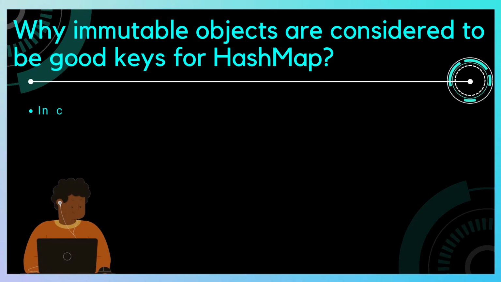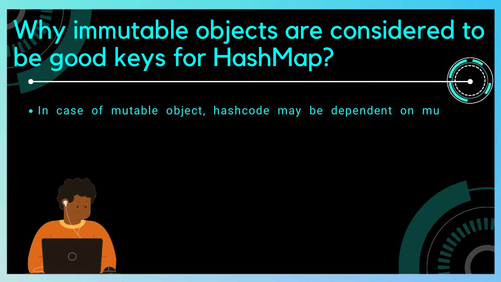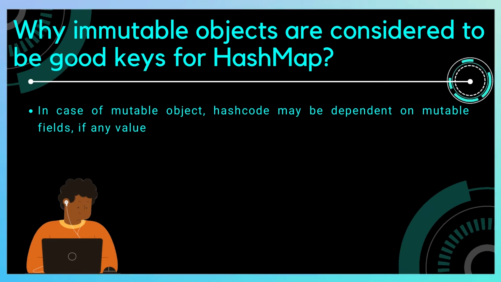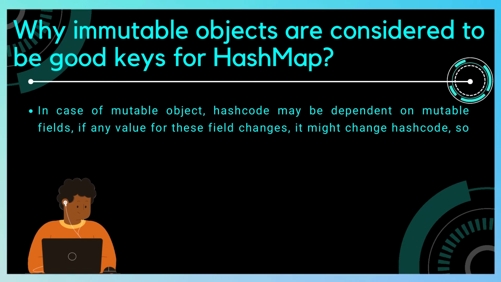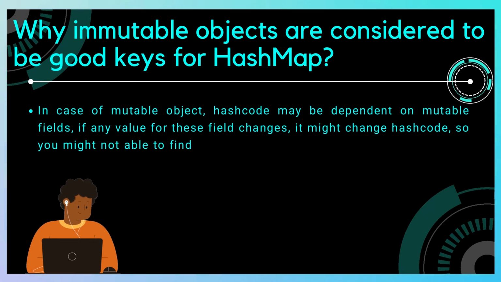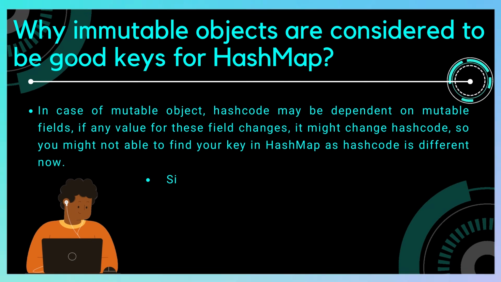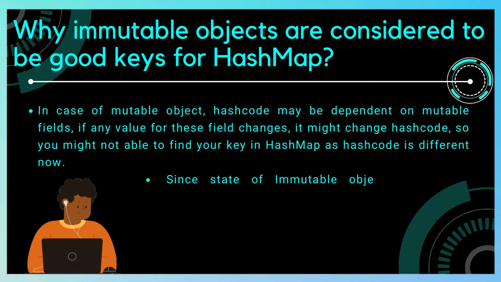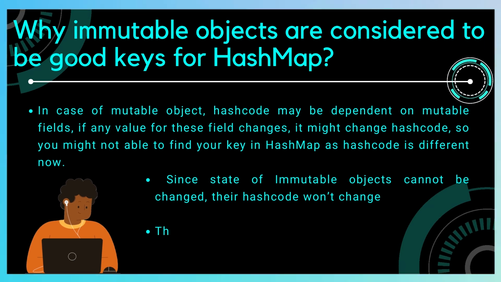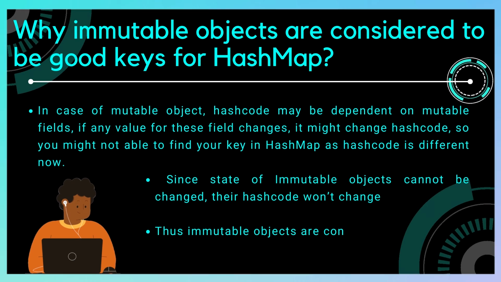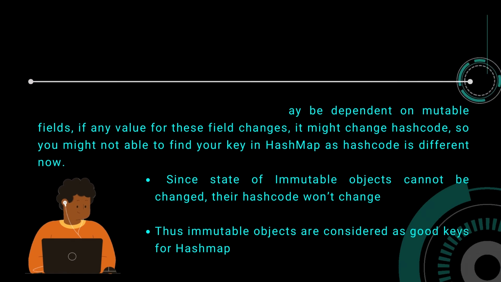Why immutable objects are considered to be good keys for hashmap? In case of mutable object, hashcode may be dependent on mutable fields. If any value for these fields changes, it might change hashcode, so you might not be able to find your key in hashmap, as hashcode is different now. Since the state of immutable objects cannot be changed, their hashcode won't change either. Thus, immutable objects are considered as good keys for hashmap.